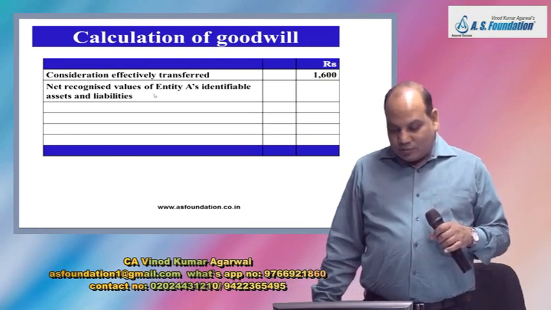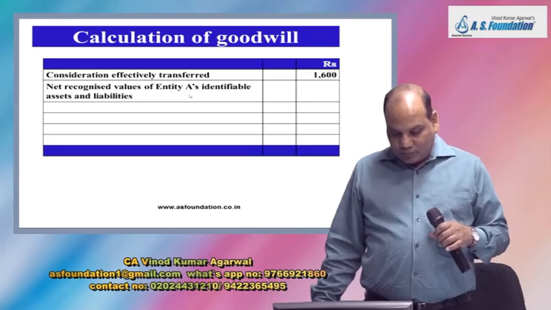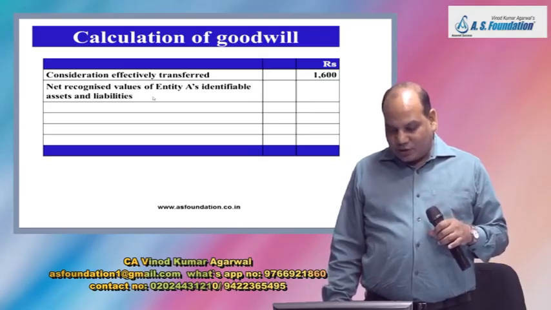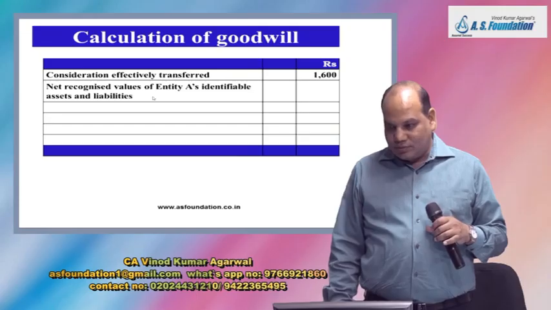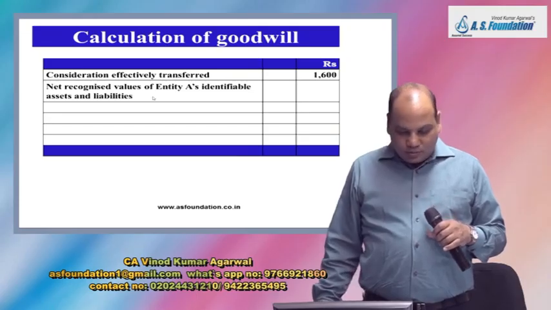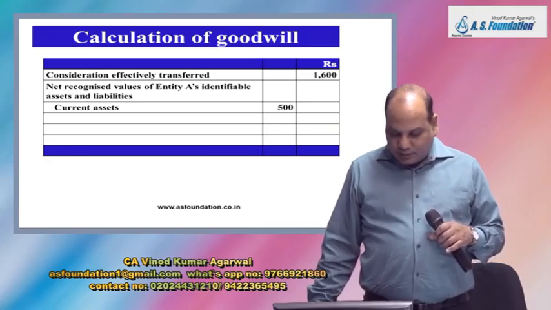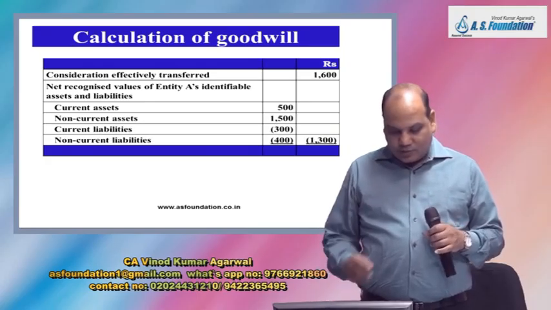Then net recognized value of entity A's identifiable assets and liabilities. Or just write down net asset of entity A. Under that, come to the given question. Add following assets and liabilities.